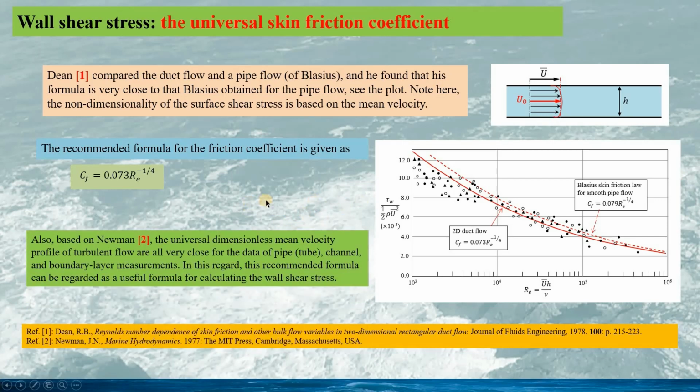And also, if we look at the book, reference 2, the universal dimensionless mean velocity profiles of the turbulent flow are all very close for the data from the pipe flow, the channel flow, and the boundary layer measurement. So in this regard, the recommended formula can be used for calculating the wall shear stress.